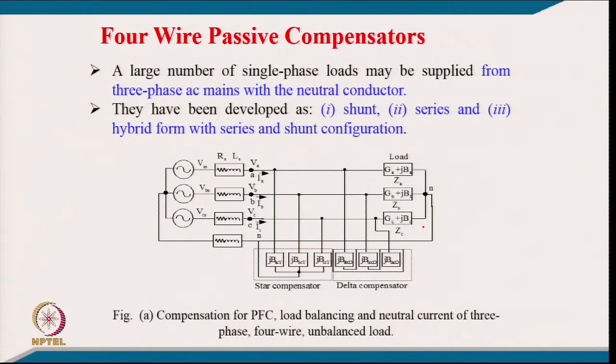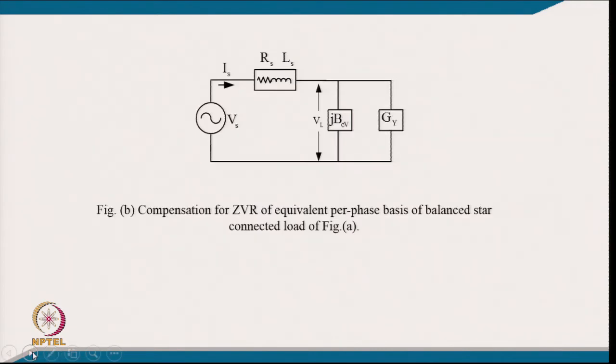If it is 0, then it is like a star equivalent, which you can convert into delta equivalent, and you have a delta compensator to balance this network. So, here you have 6 elements, but you will find a very interesting observation here, which I will probably discuss with the next slide. This can be converted to a star equivalent per phase again, and then for voltage regulation you can put a compensator similar to what we discussed in the single phase case.